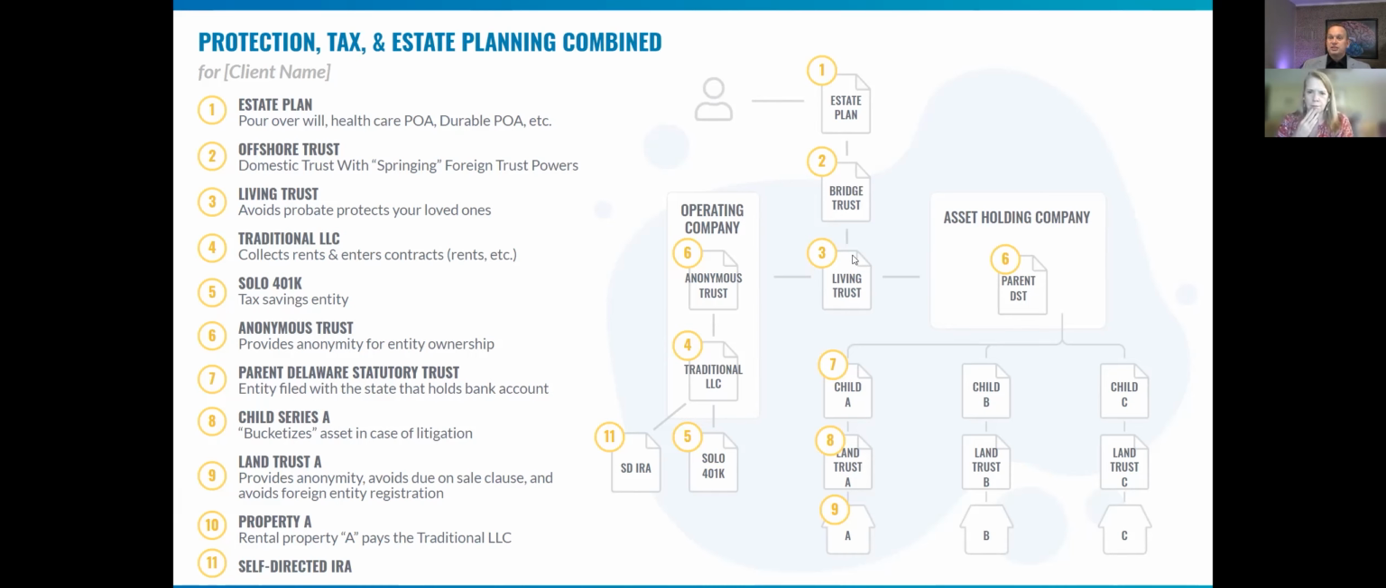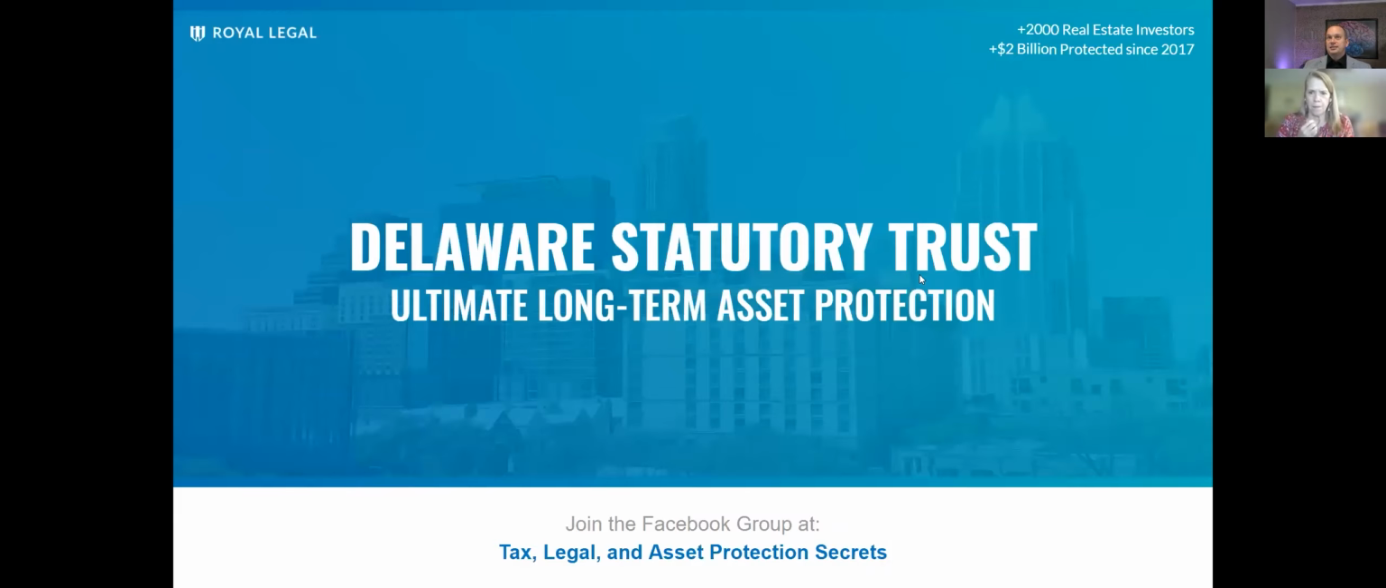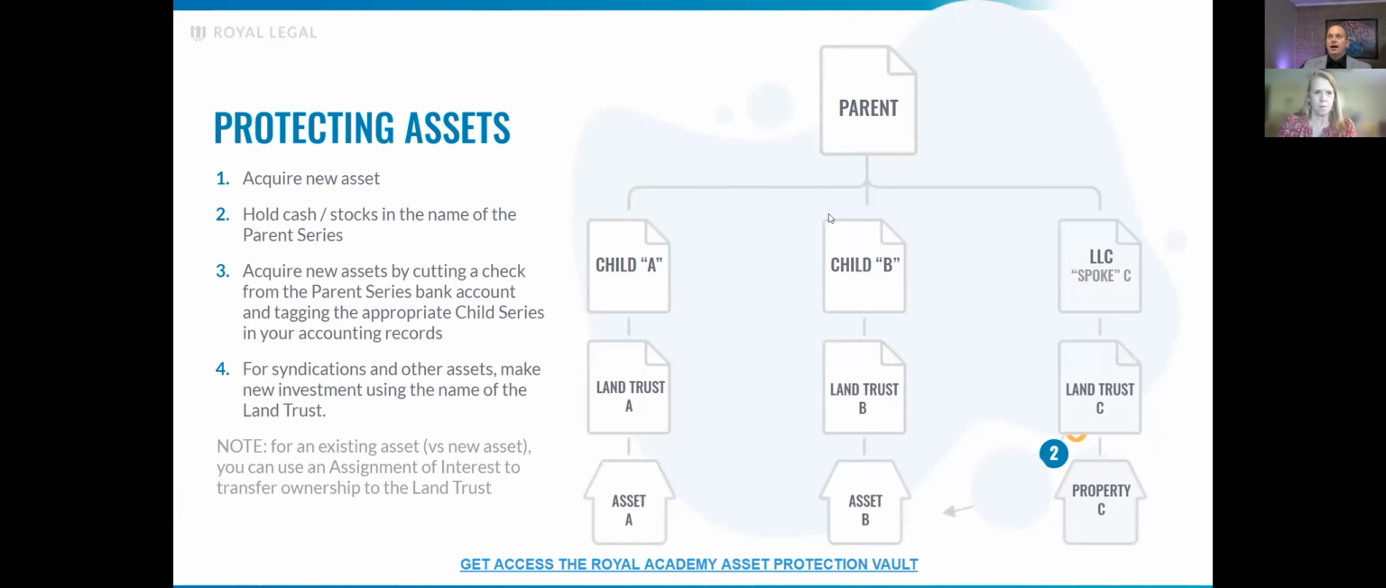For those of you that do have an estate plan and a living trust put in place, ultimately all of your companies will be owned by that living trust. But for today's presentation and onboarding process, we're just going to be focused first on this asset holding company with the DST. So remembering how some of the functions of the DST work, we have the parent with the individual child A, B, C, et cetera, on the land trust and the assets.